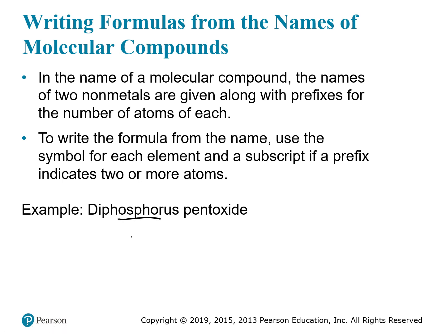Diphosphorus, well, phosphorus is P. Di means 2, so we're going to put a subscript of 2. Pentoxide, this little tiny part, ox, tells us oxygen. So we write our O. Pent is very close to penta, and that prefix means 5. So P2O5 is the formula for this molecular compound.